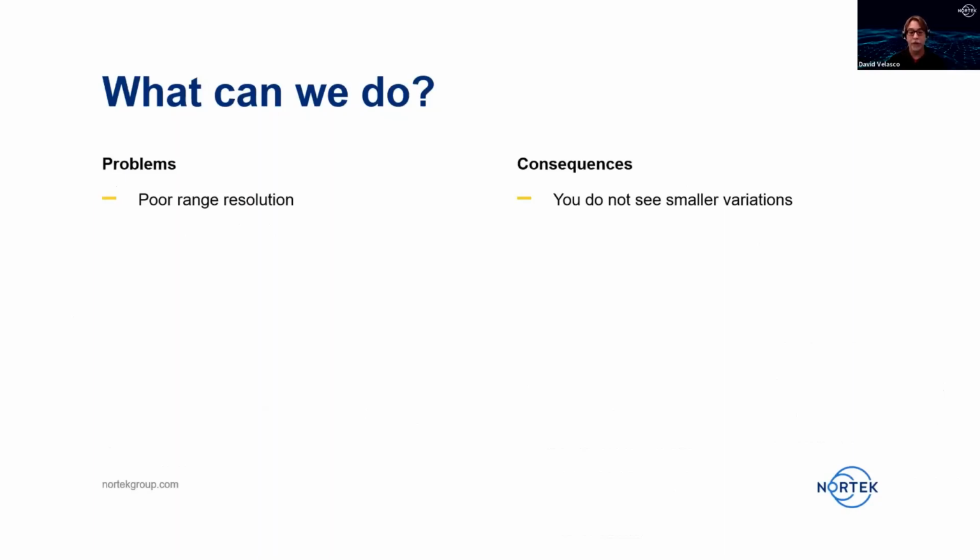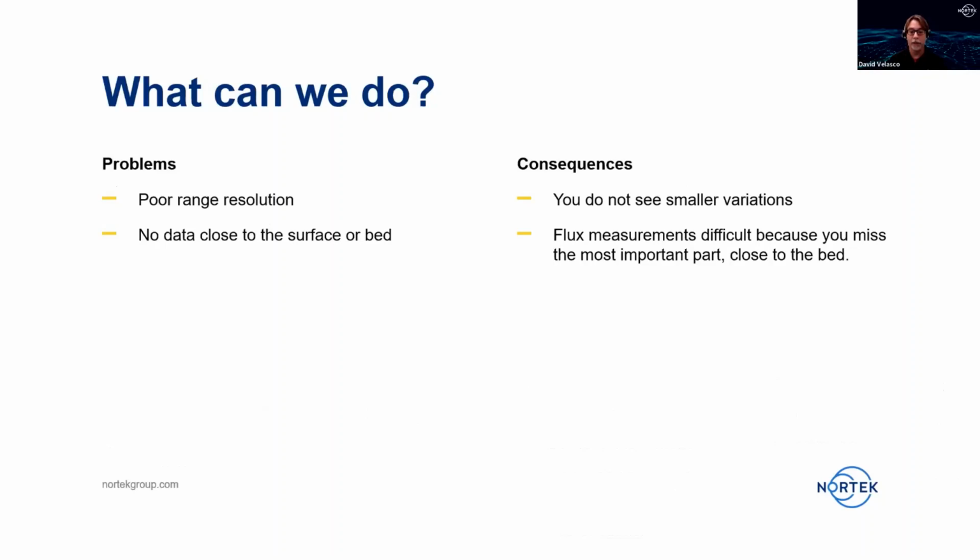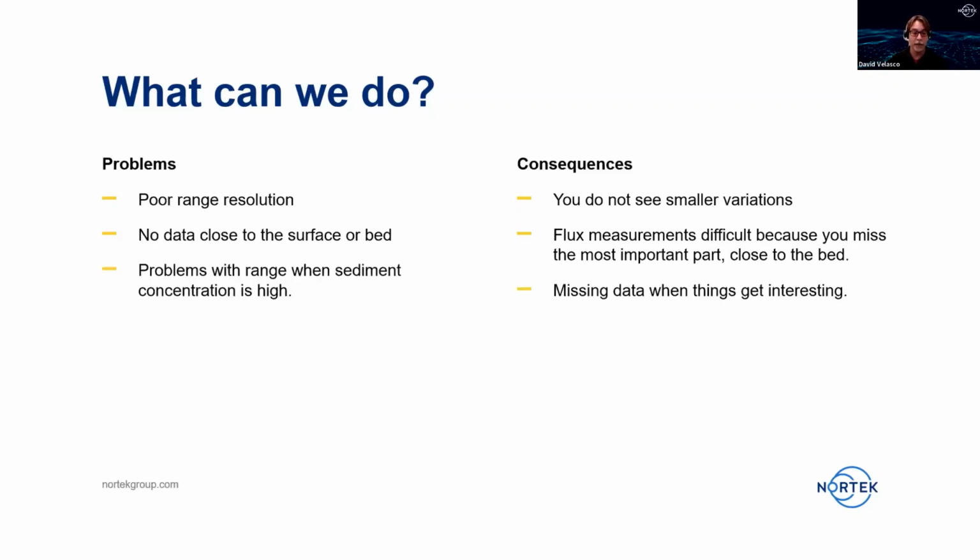For those operating in a down-looking setup, it's difficult to get data close to the bed due to side lobe interference. So it's difficult to properly compute sediment flux, for example, because you miss the area with the highest concentration, which is along the bed. And of course, ADCP ranges decrease when the concentration is high. And so you can miss data when things start getting really interesting or the concentration starts really going up.